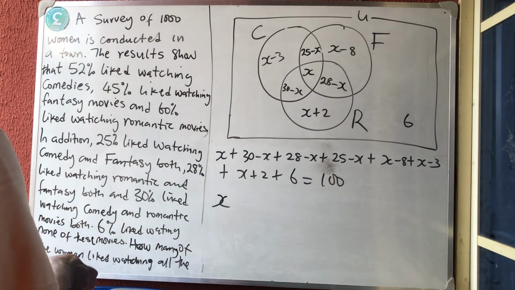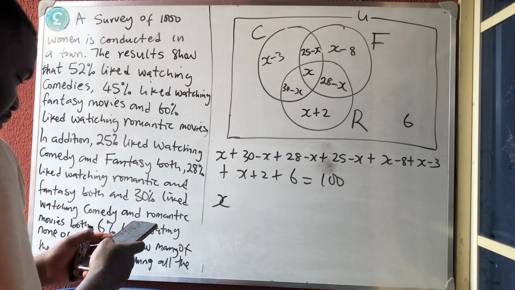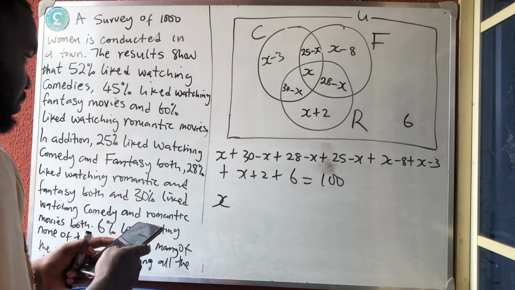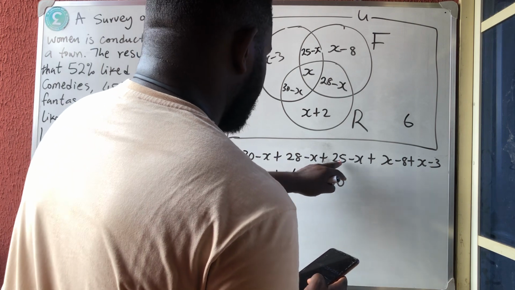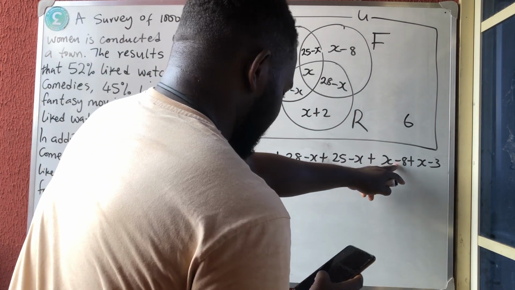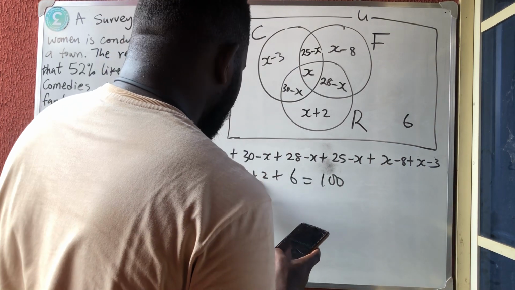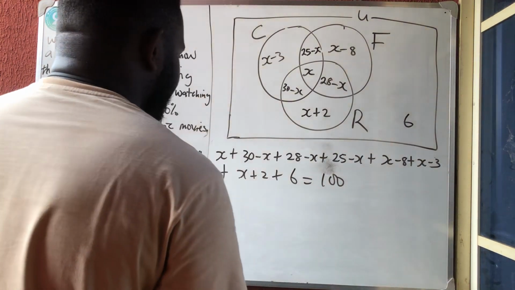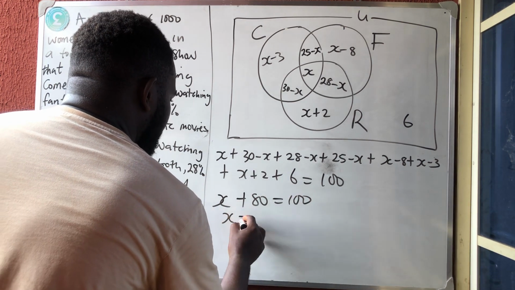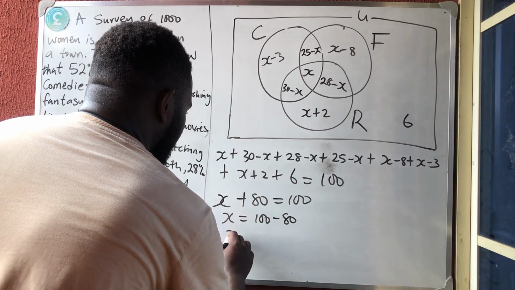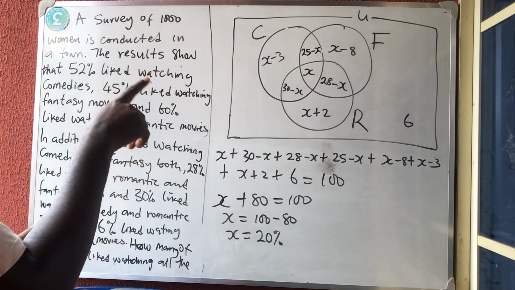So let's add these numbers now. Let's add these ones that we have. We'll now have 30 plus 28 plus 25 plus minus 6 minus 8 minus 3 plus 2 plus 6. So I'm having 80. So x plus 80 is equal to 100. So what do you have? x is equal to what? 100 minus 80. So x is equal to what? 20%. So 20% of this number like watching the three of them.